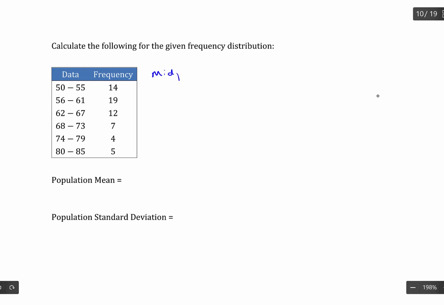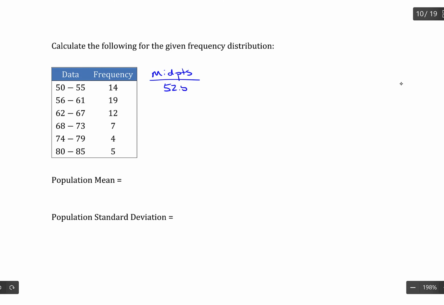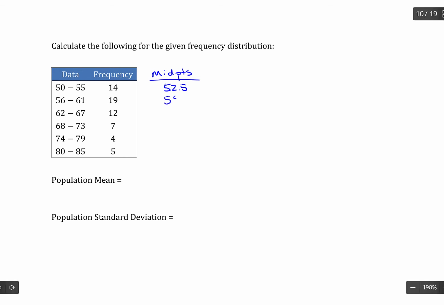So what we use are the midpoints. And the midpoints we can come up with by taking the average of the lower class limits and the upper class limits. So 50 plus 55 divided by 2 gives me an average of 52.5, and that's the midpoint of my first class. Now the midpoint of my second class, 56 plus 61 divided by 2, that is 58.5. If you'll notice, that's a difference of 6. So if I subtract those two numbers, I get 6.